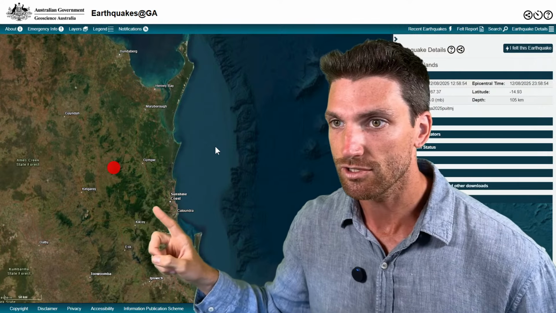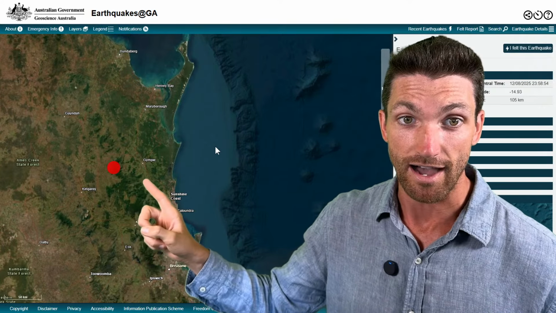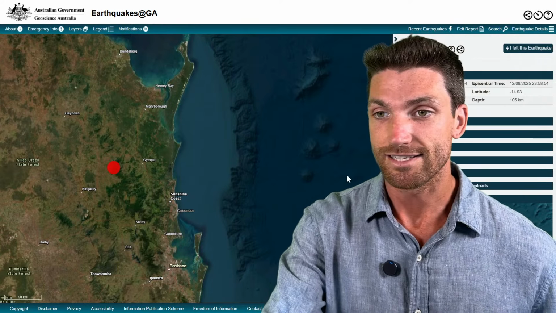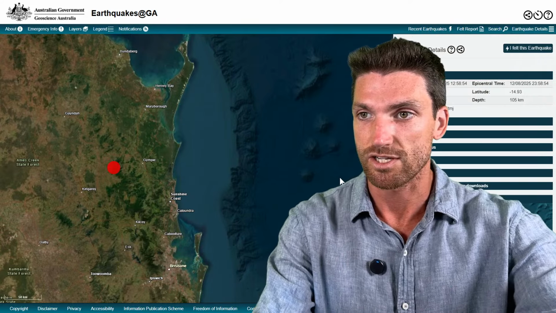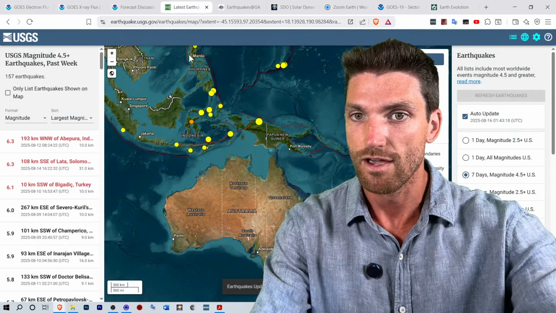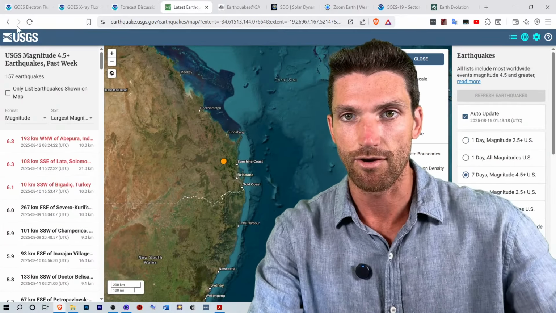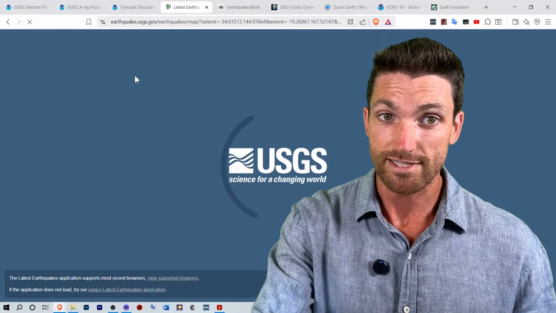And actually it looks like the Geoscience Australia just dropped it to magnitude 5. So that is interesting. It was a 5.6 when I loaded this up originally. It looks like they just dropped it to a magnitude 5. If we go to the USGS site, let's see what they say now. Actually, let me go ahead and refresh this. But 20 seconds of intense shaking.